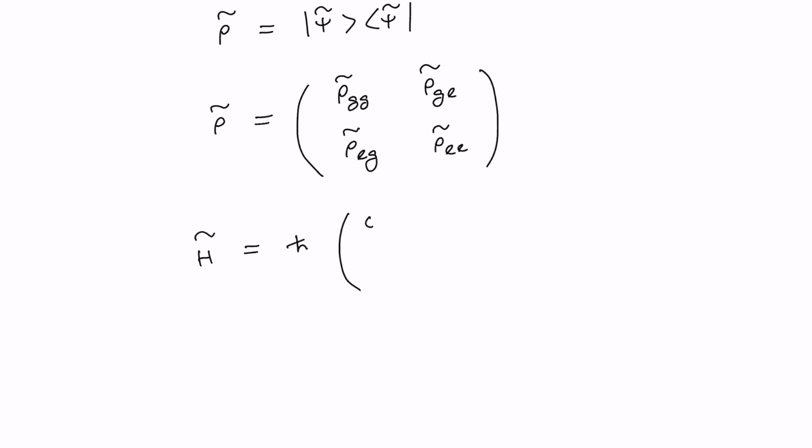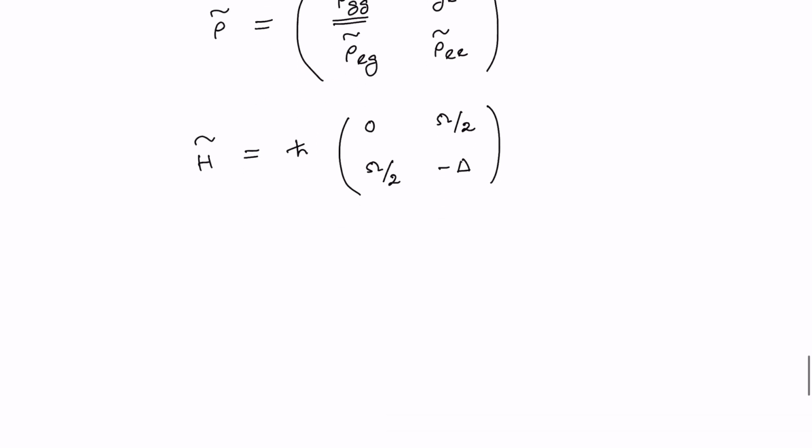Now here you see I am going to write 0 because that refers to the ground state, and I am doing that once again, let me remind you, because I have written the density matrix in this way. First the ground state, that's why I am going to write it like this, and the off diagonal elements are capital omega by 2 minus delta here. So this is my h tilde.